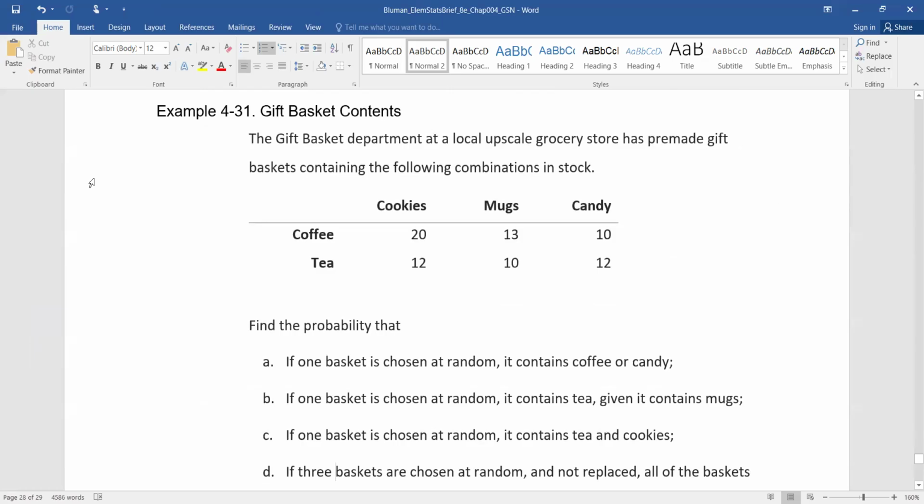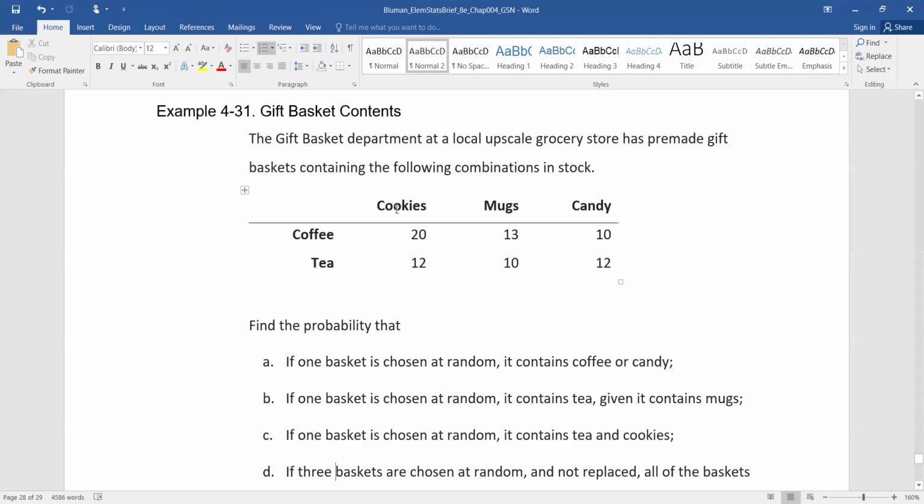So gift basket contents. The gift basket department at a local upscale grocery store has pre-made gift baskets containing the following combinations in stock. So we have coffee, tea, cookies, mug, candy.